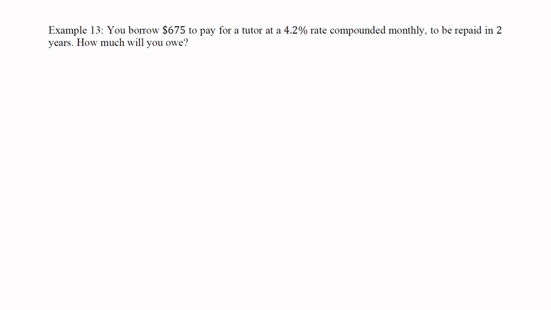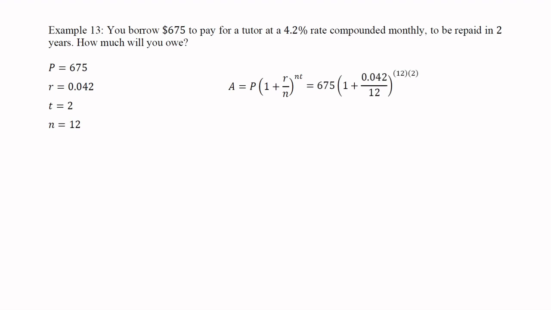You borrow $675 to pay for a tutor at 4.2% rate, compounded monthly, to be repaid in 2 years. How much will you owe? So our principal, what we borrow, is $675. Our rate is 4.2%, which is 0.042. Our time is T, which is 2. That is 2 years that we are going to repay the loan. And it is compounded monthly, so N is 12. Plug that all into your compound interest formula, and you're going to find that you'll end up paying $734.04 back on the loan.